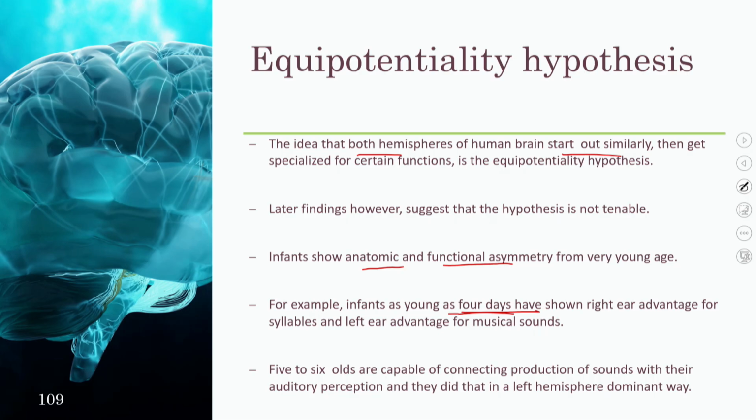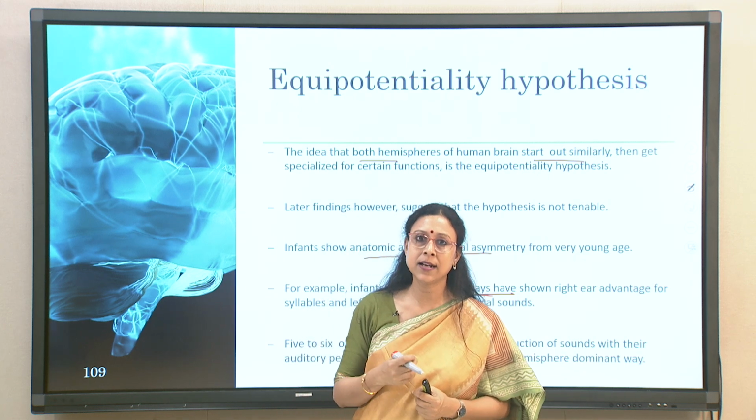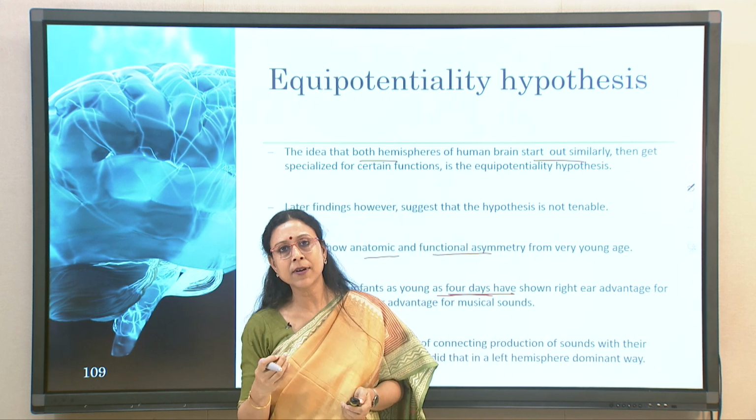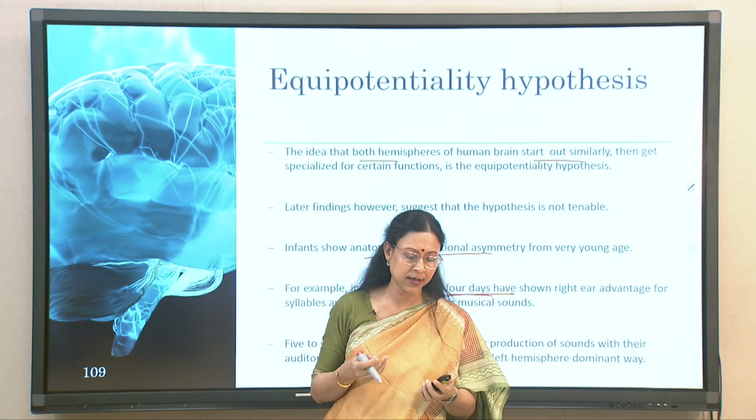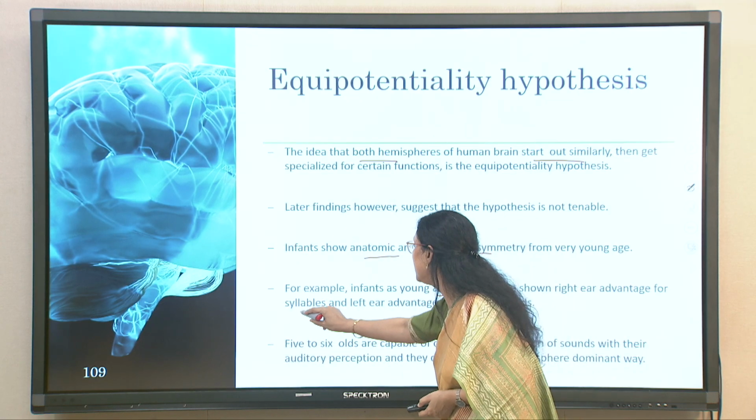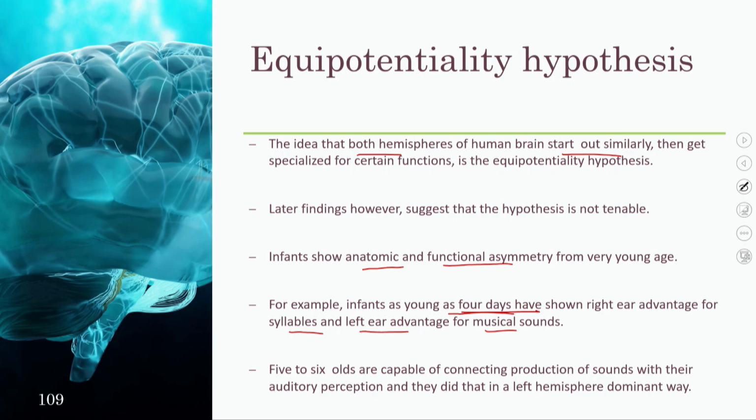Right ear advantage means that in a dichotic listening task, where the two ears are getting two different signals, chances are higher that you will be able to say what was played in the right ear better than the left ear, because the sensory input to the right ear gets processed in the left hemisphere, and vice versa. So, they found in 4-day-old children the same right ear advantage that we already know about. Right ear advantage means left hemisphere advantage for language-related tasks. So, right ear advantage for syllables and left ear advantage for musical sounds. All non-linguistic sounds are processed in the right hemisphere, hence the left ear advantage.